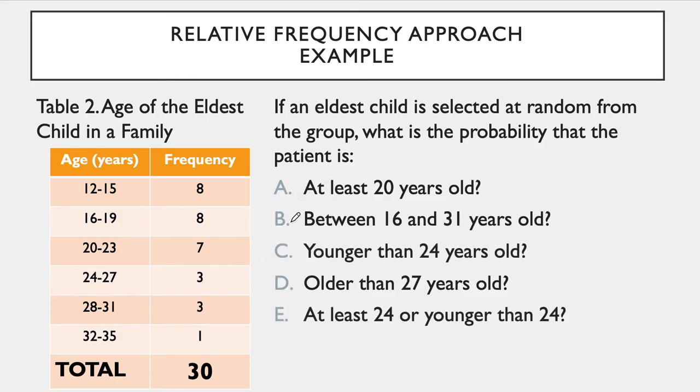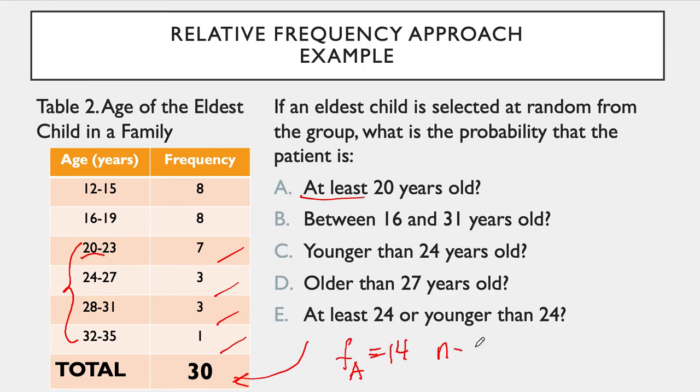Let these be event A, event B, event C, event D, event E, respectively. So at least 20 years old. In the relative frequency approach, we always go back to the data that we have gathered. 20 years old is here. When you say at least, we still include that. We start with 20 years old, so we highlight these numbers and count all the frequencies corresponding to the highlighted ones. So we have 7 plus 3 is 10, plus 3 is 13, plus 1 is 14. The total number of frequency is always going to be your n. So the frequency of A is equal to 14.